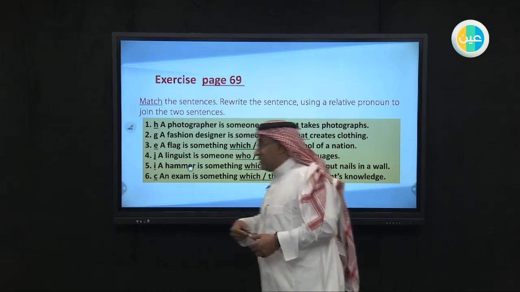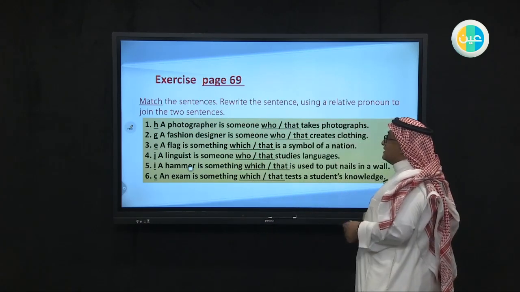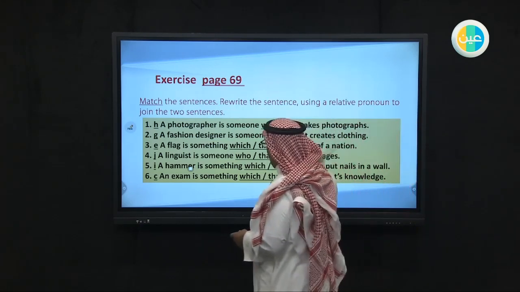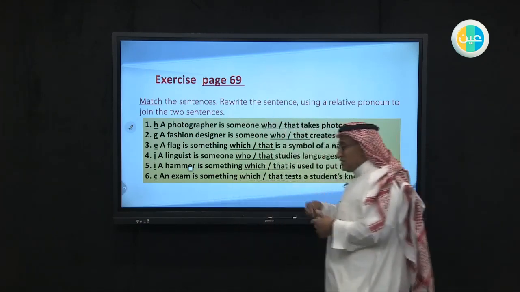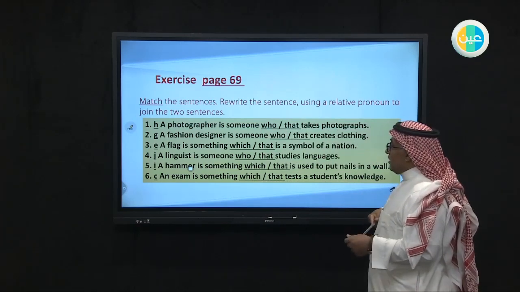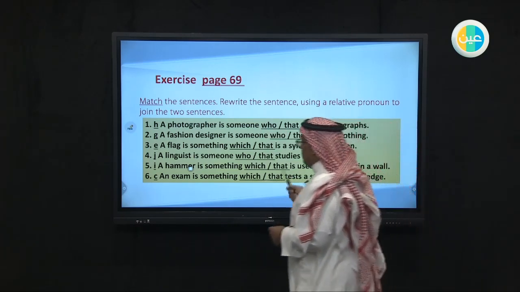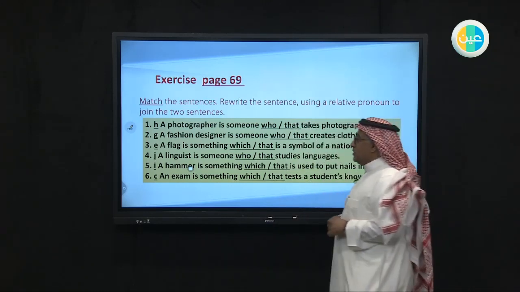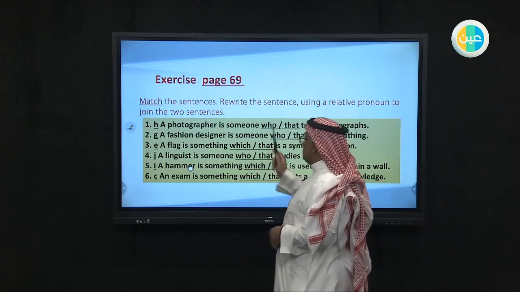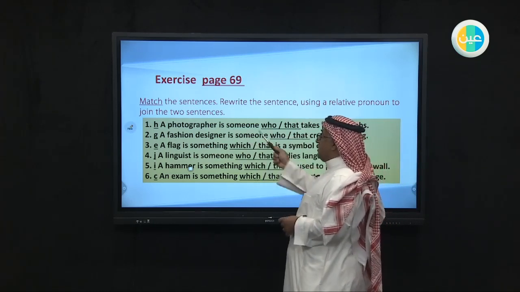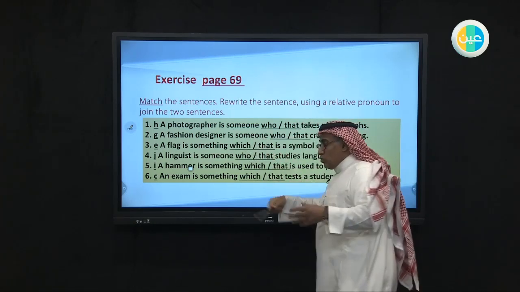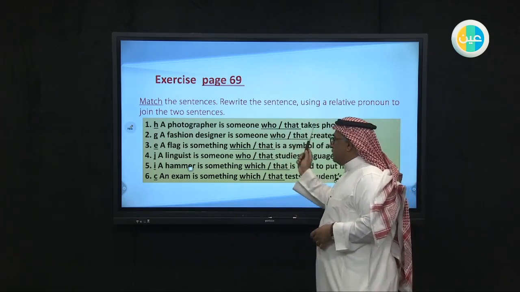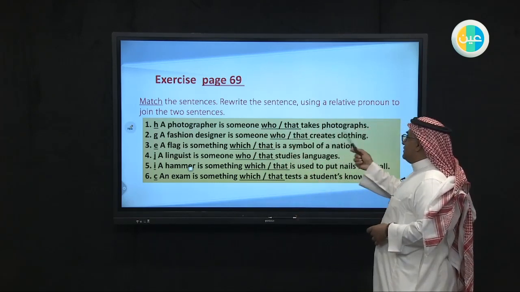Now, can I ask you to open your book on page 69? We have an exercise there. I want you to match the sentences with the correct answer, and write the sentence again. Here I already answered these questions. Number 1: a photographer is someone who or that. Both are correct. Takes photographs.